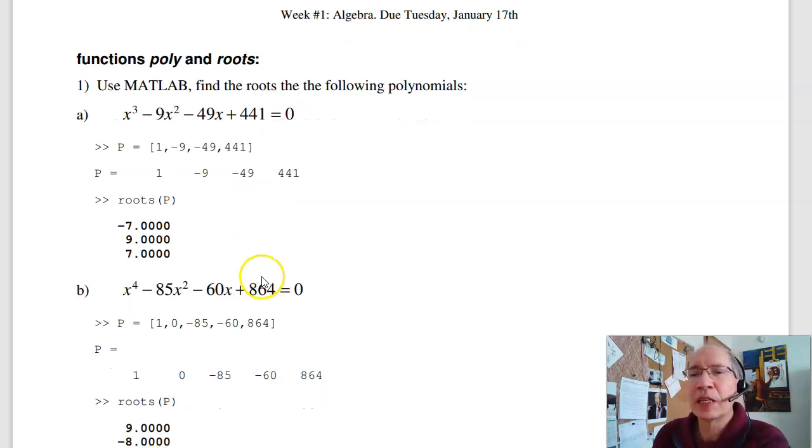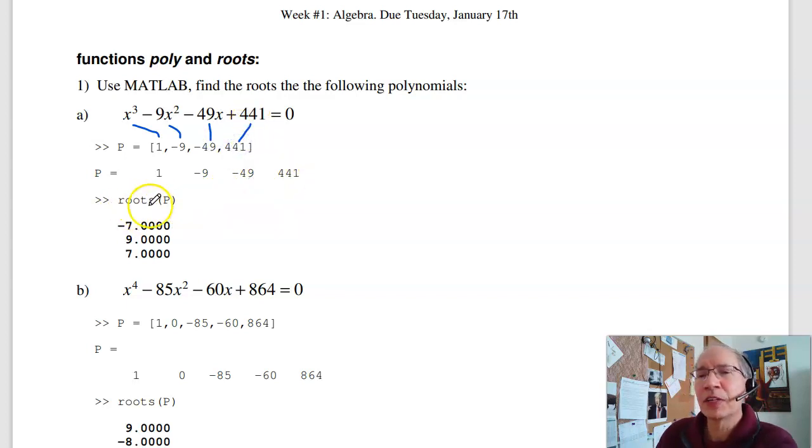The way Matlab does it is, Matlab is a matrix language. If I want to input a polynomial like this, it actually is input as a matrix. The reason for that is polynomials are hard to program, but matrices are really easy. So Matlab uses a matrix to represent a polynomial. In this case, decreasing powers of s would be the numbers. So this would be 1x cubed minus 9x squared minus 49x plus 441.